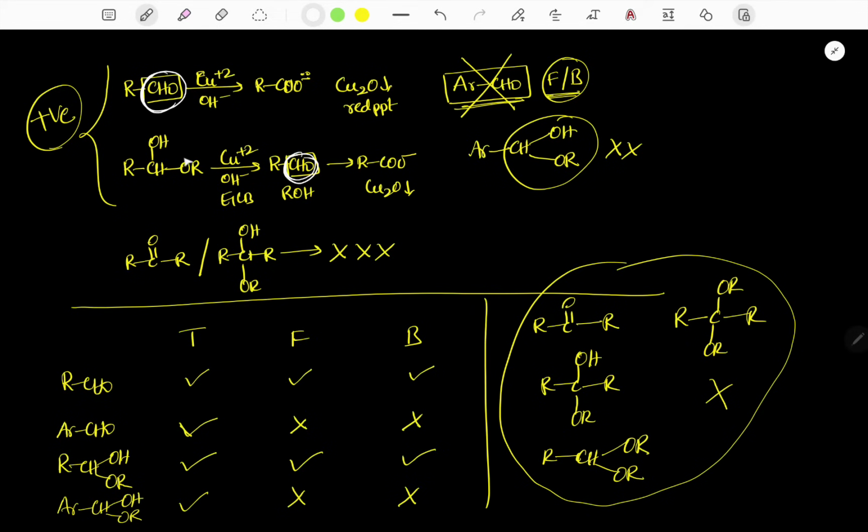Even in the simple aldehyde, even in the hemiacetal, if we are getting an aldehyde, then the reaction is possible. If an aldehyde is not there, then the reaction is not possible. So this is related to the aldehyde and ketone chapter, and we also have remaining functional groups, which we will discuss after this.